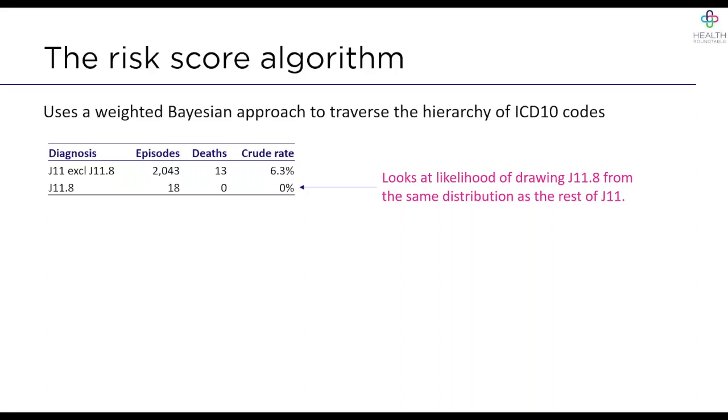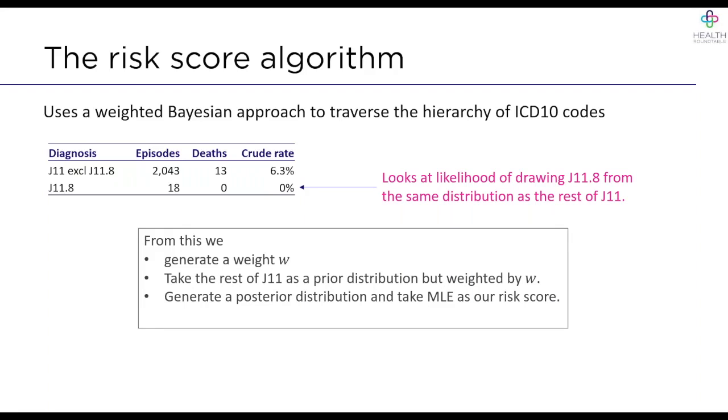Here's a very general, high-level view of our risk score algorithm and how it works. We take a weighted Bayesian approach to traversing the hierarchy of ICD-10 codes. Essentially, we look at J11.8 and we look at the likelihood of drawing J11.8 from the same distribution as the rest of J11. We use that to generate a weight, W, and we take the rest of J11 as a prior distribution but weighted by W. We generate a posterior distribution and take the maximum likelihood estimate as our risk score.